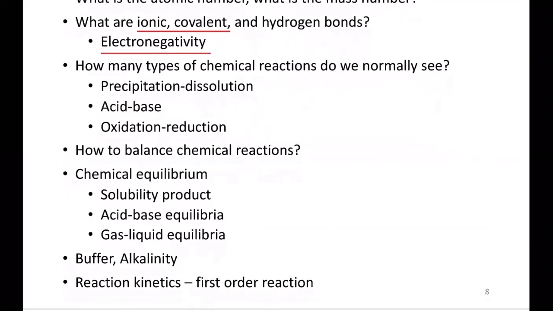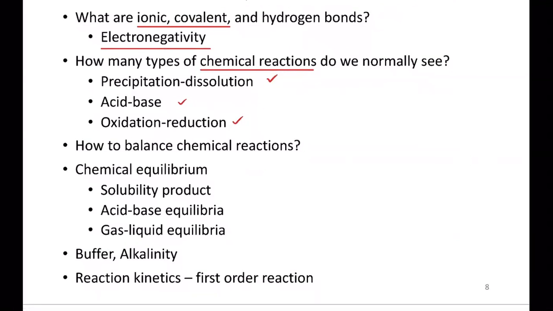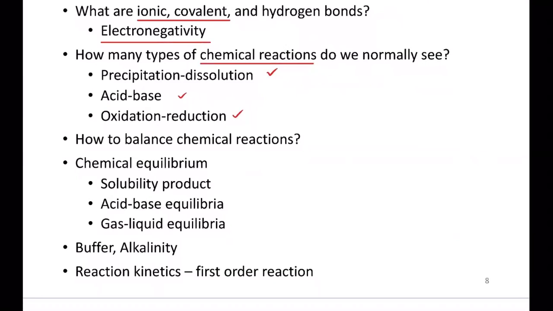We mentioned how many types of chemical reactions we normally deal with: the precipitation-dissolution reaction, the acid-base reaction, and the oxidation-reduction reaction, right? After we introduced these reactions, we went over how to balance them. We have some tricks to balance the reaction because the stoichiometry is very important when we design real systems.